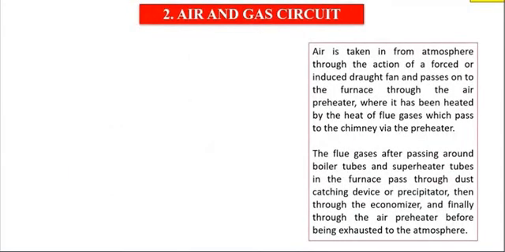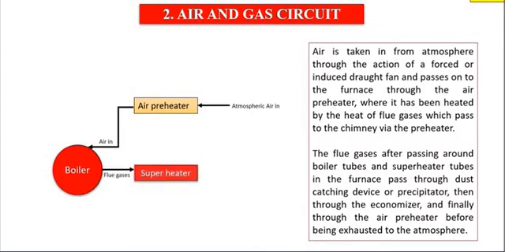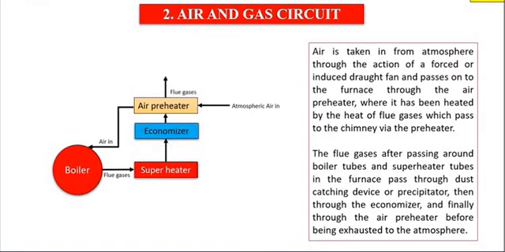The second circuit is the air and gas circuit. The atmospheric air is passed through the air preheater and supplied to the furnace. After combustion, the flue gas is passed through the superheater, later on passed through the economizer, then passed through the air preheater, then passed through the chimney to the atmosphere.